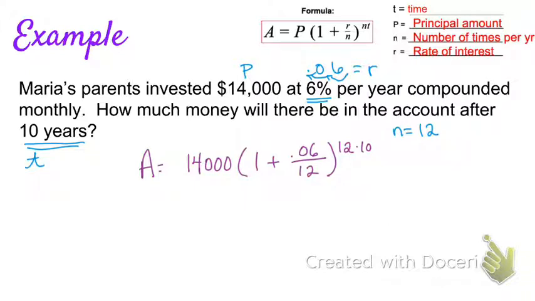Now you can solve this in little bits using order of operations. You can add what's inside the parentheses and then put that to the exponent and then do the multiplying. Or you can use the Desmos calculator and enter it in one swoop and it will tell you the answer. So I'm going to show you how to use Desmos.